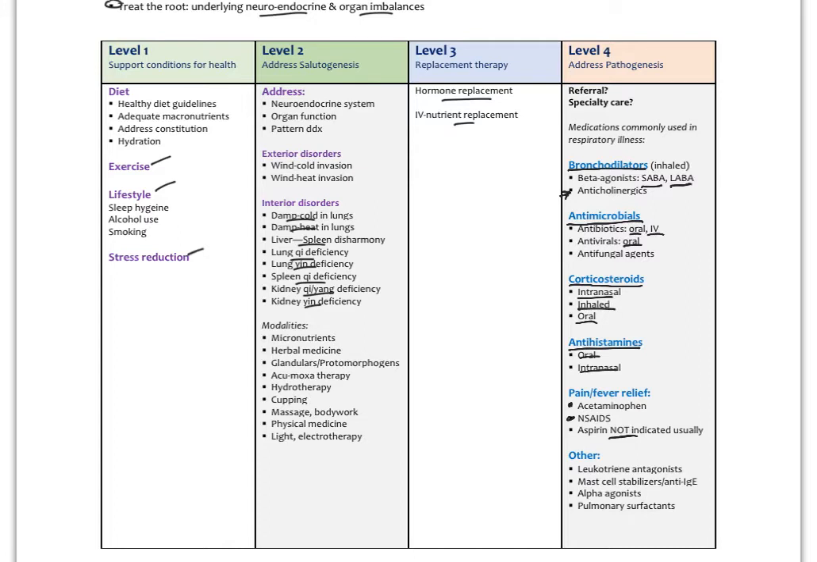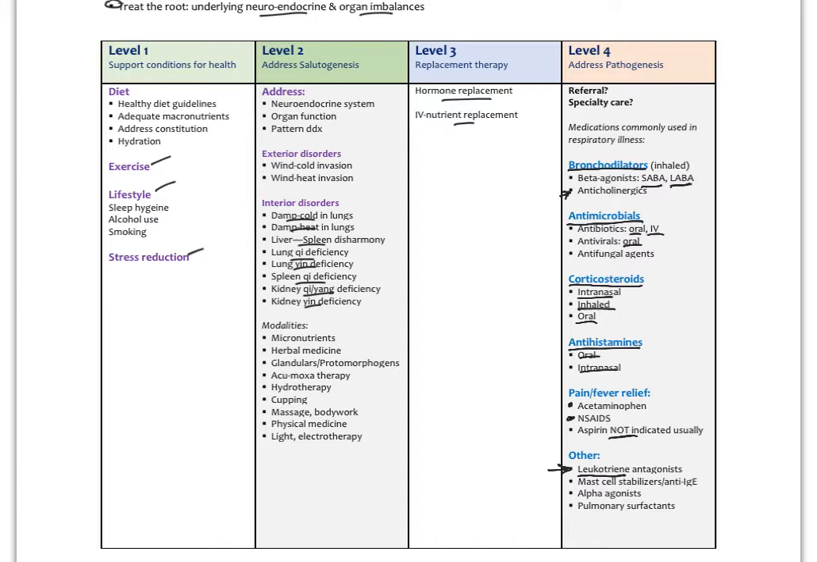Other medications that are commonly used, like for asthma, would be what are called leukotriene antagonists. Leukotrienes are similar to prostaglandins; they are an inflammatory mediator. They're made from fatty acids, but they are overexpressed by the white cells that accumulate in the airways in asthma. And so leukotriene antagonists would block the receptors that they bind to, thereby decreasing inflammation.